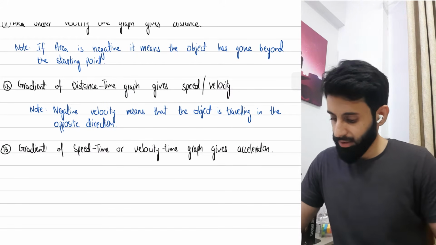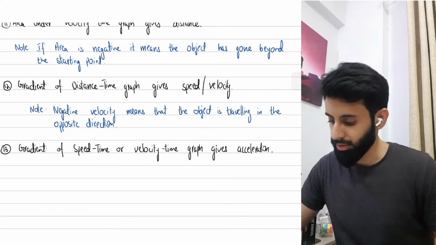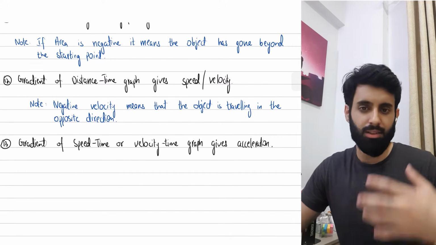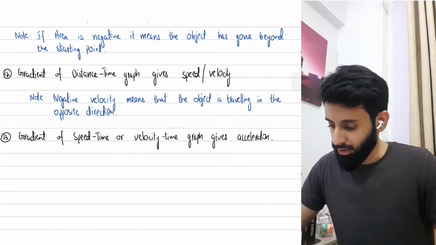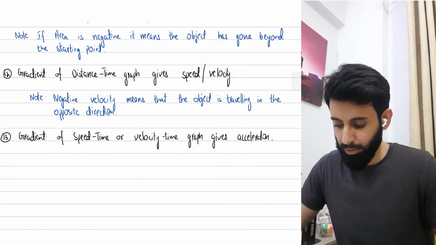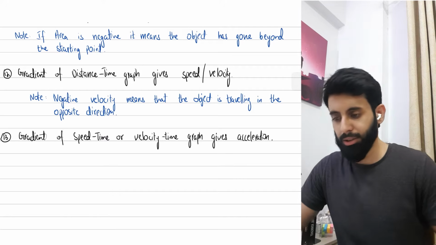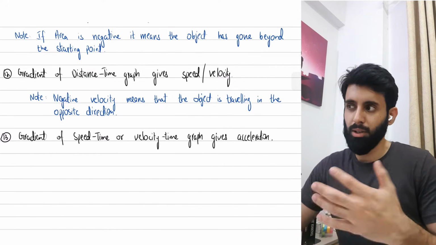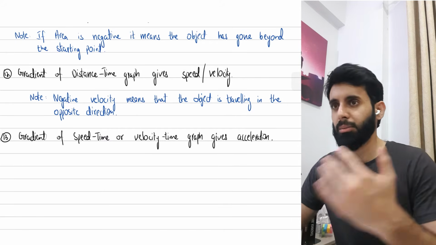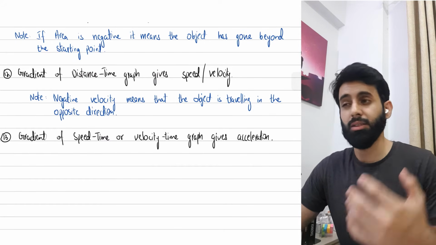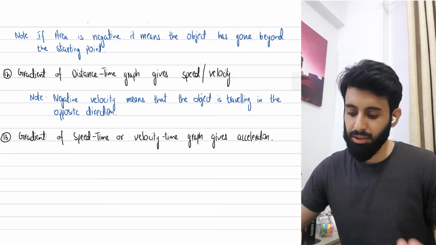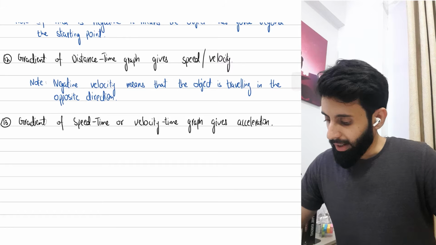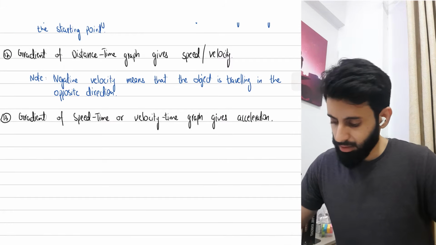And then the gradient of a distance time graph gives you speed or velocity, so distance or displacement time graph. Displacement is basically distance, it's just another form of distance, okay? And negative velocity means that the object is traveling in the opposite direction. So for example, if you're going from your home to school, your velocity, let's say, is positive 20, but if you're coming back, since you're going in the opposite direction now, whatever the velocity is, we're going to call it negative, okay?